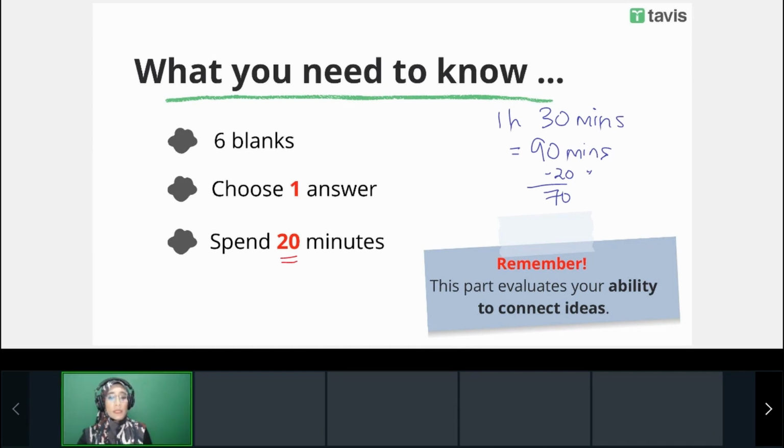And please remember that this part actually evaluates your ability to connect ideas. This is a text where you need to fill in a sentence. So you need to connect that particular sentence with another sentence before or after it. So try and connect ideas for this particular part. Okay, we'll move on. So I'm going to introduce you now to the first tip for part 4.